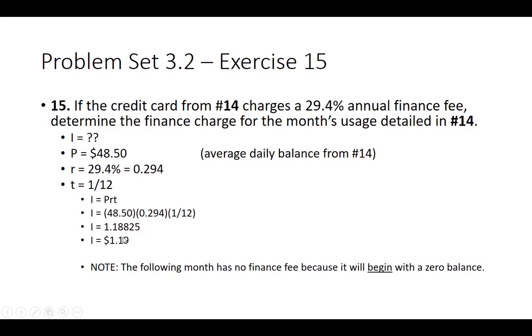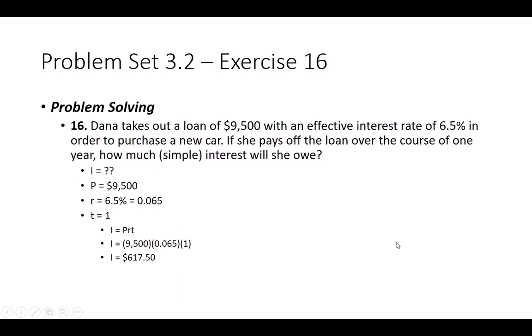Plugging in what we know into I equals PRT, we get 48.50 times 0.294 times 1 divided by 12. That gives us 1.18825, rounded to the nearest cent, that's $1.19. So there will be a $1.19 finance fee this month. And once again, the following month would have no finance fee because it will begin with a 0 balance.